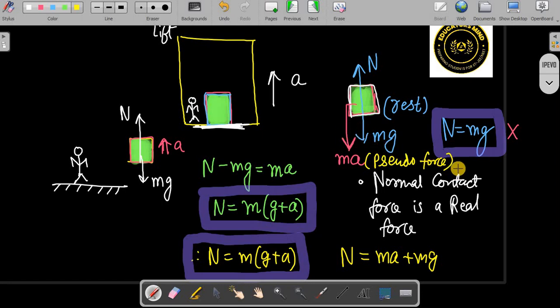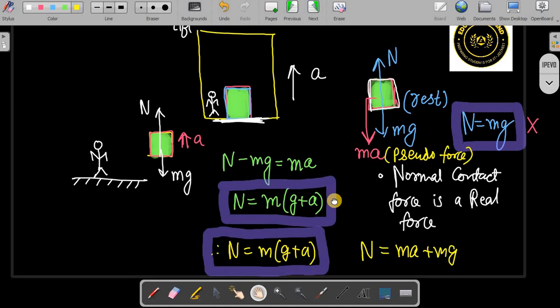Okay, so pseudo force is an imaginary force which has to be applied in the free body diagram, and it is applied opposite to the acceleration of the frame, and this value will be mass into acceleration. This is what we should know. That's the concept of pseudo force.